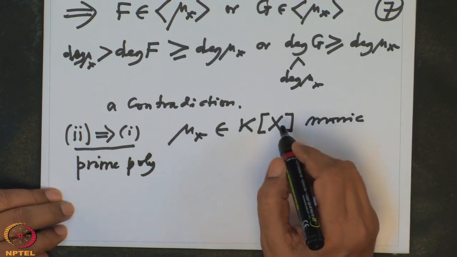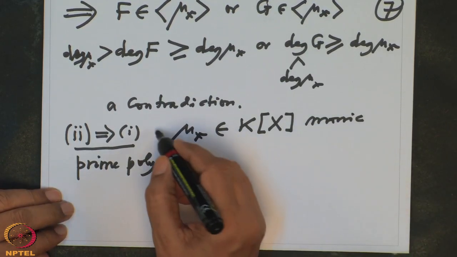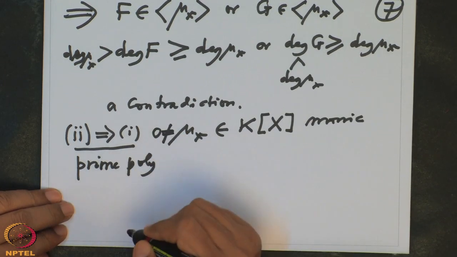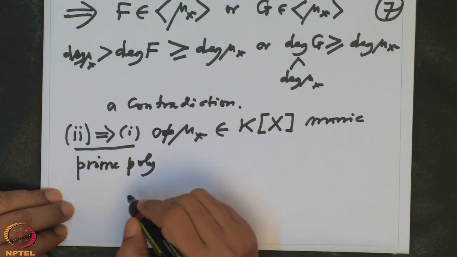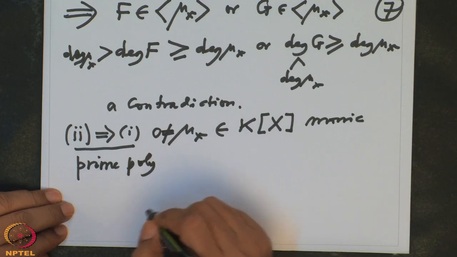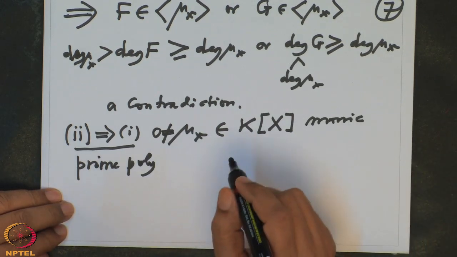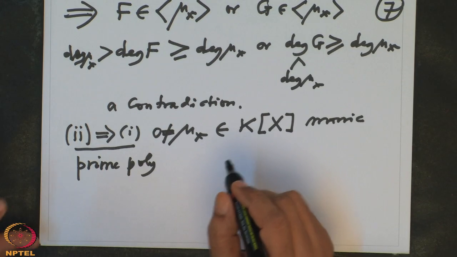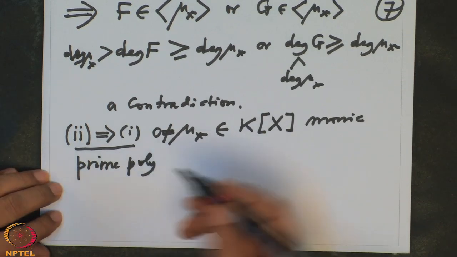And x is given to be algebraic. So that means this mu x is non-zero, because the kernel is non-zero, so the generator has to be non-zero. It is also given to be a prime polynomial, and I want to prove that K[x] is a field. But that is also obvious, because what do we know?